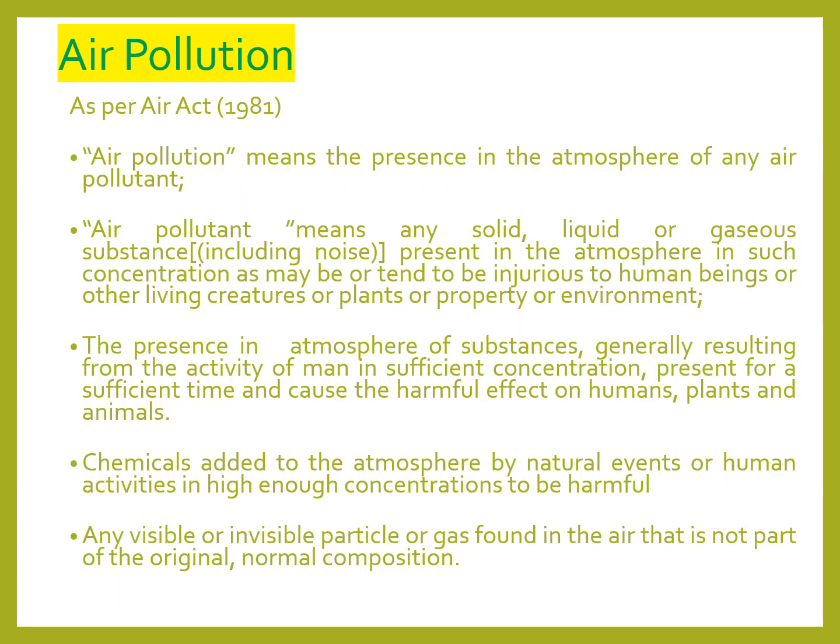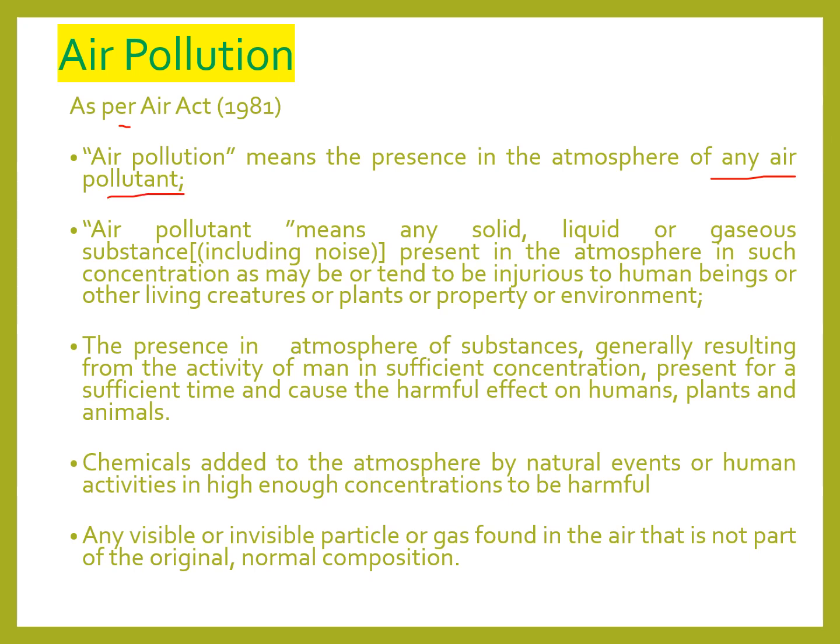Now we'll see what is the definition of air pollution. So when the atmosphere is disturbed, in terms of the disturbed concentration of different contents or gases which are present in the atmosphere, it is basically resulting in air pollution. As per our Air Pollution Control Act 1981, air pollution means the presence in the atmosphere of any air pollutant. So we have to understand what is an air pollutant.